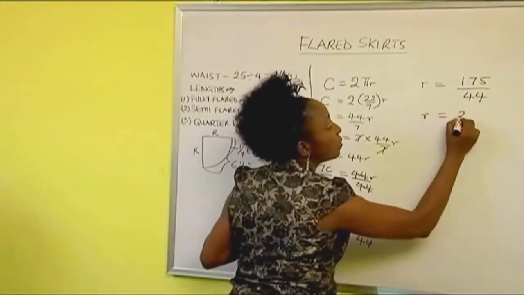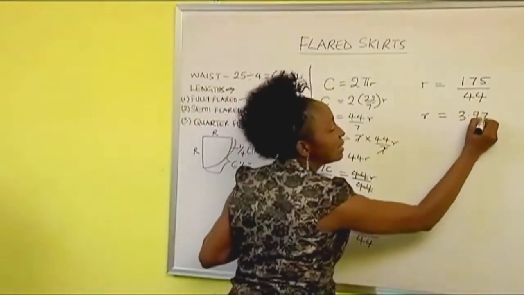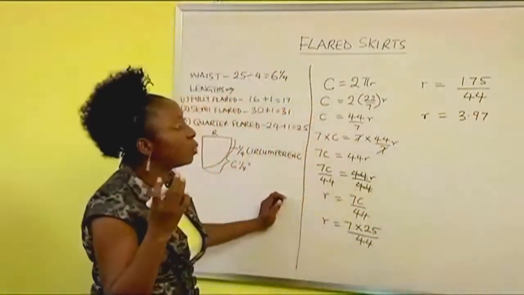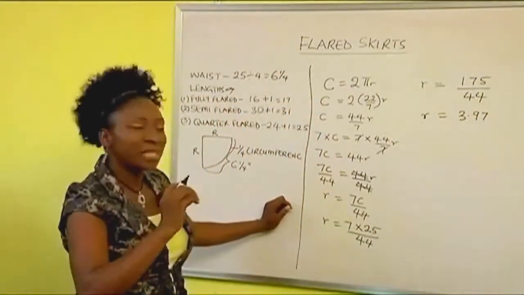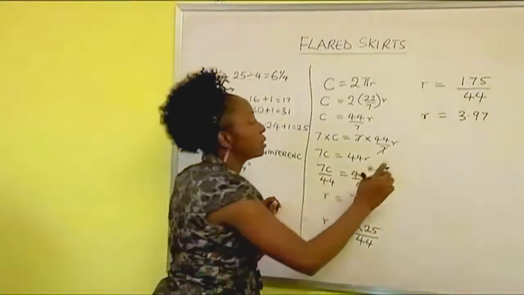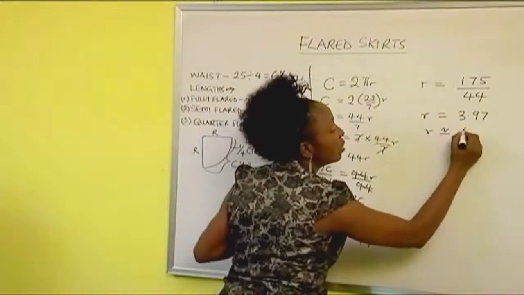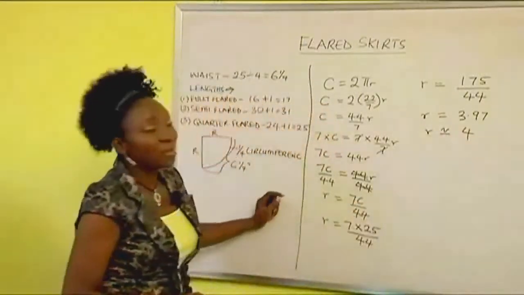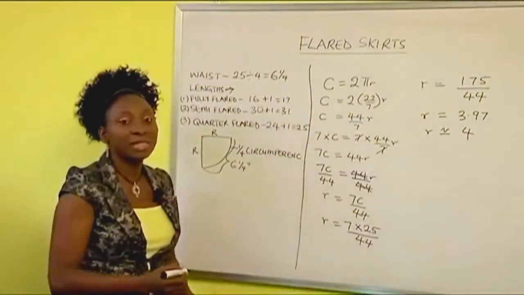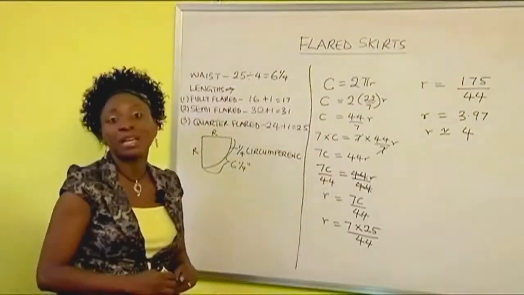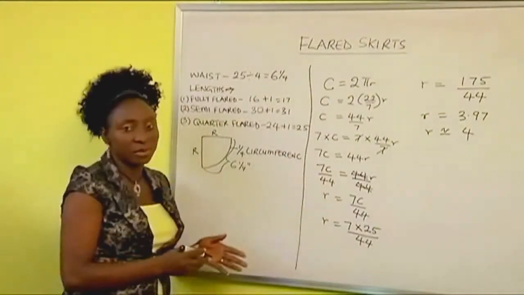r will give us 3.97. You can see it's very, very close to 4. So I'm going to just approximate it to 4 inches. That will be approximated to 4. Now, this is the mathematical method, and it's very accurate. So I would advise that we always use this.